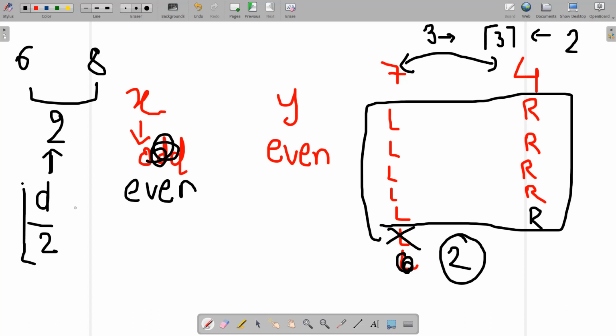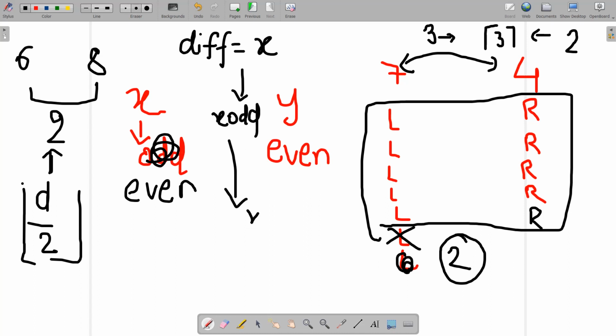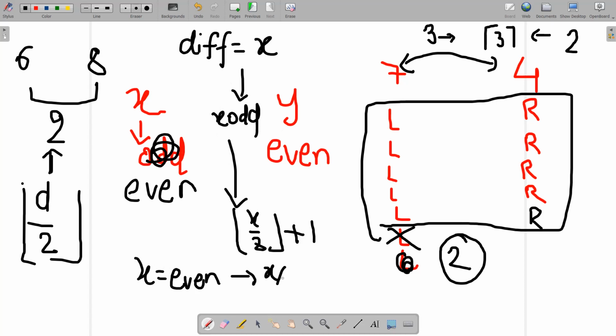So in other words, you can also write it as follows: let's call the difference x. If x is odd, then your answer would be the integer value of x/2, plus 1. And if x is even, your answer would simply be x/2. Okay, so let us move on to the coding part.